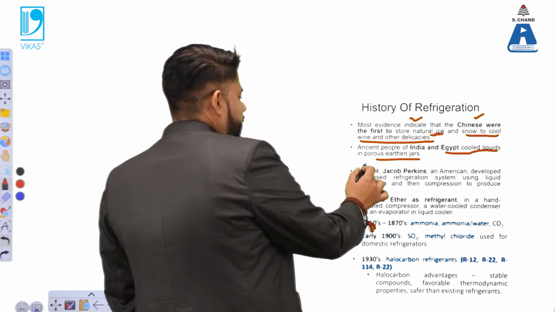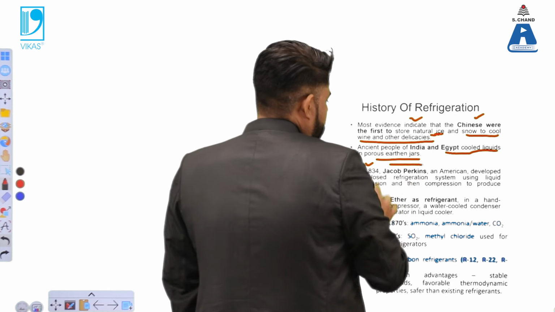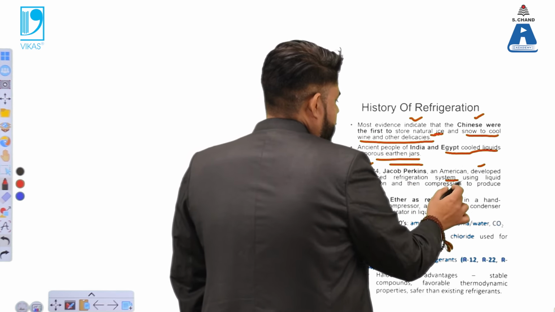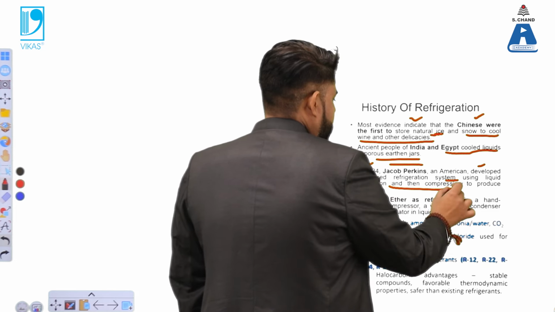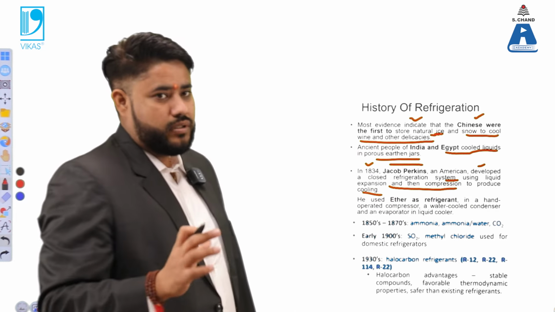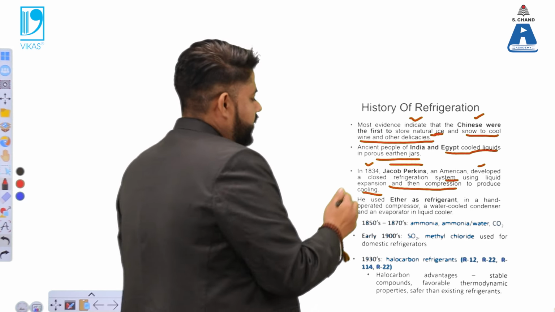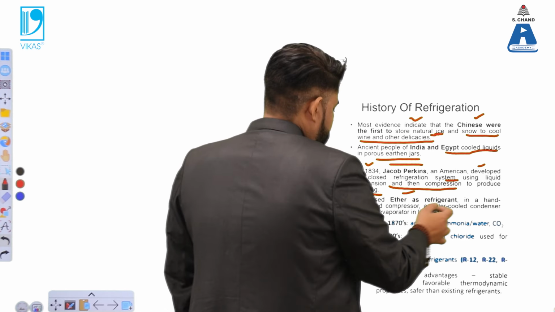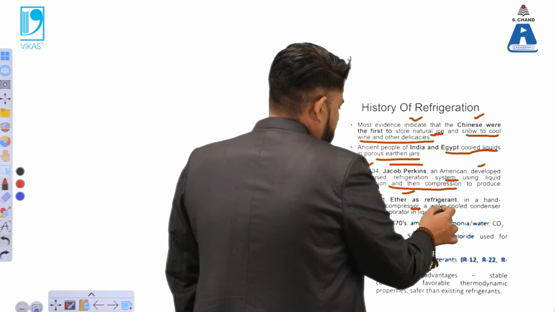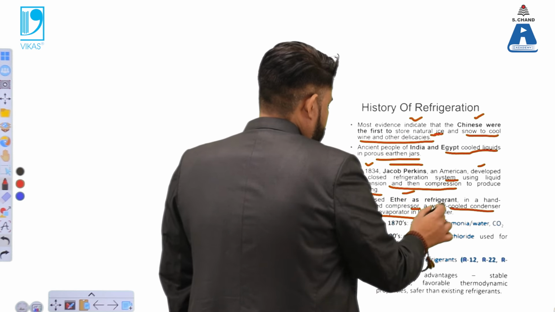Then in 1834, Jacob Perkins, an American, developed a closed refrigeration system using liquid expansion and then compression to produce cooling. So what refrigerant did he use? He used ether as a refrigerant, with a hand operated compressor, and a water cooled condenser was also used.